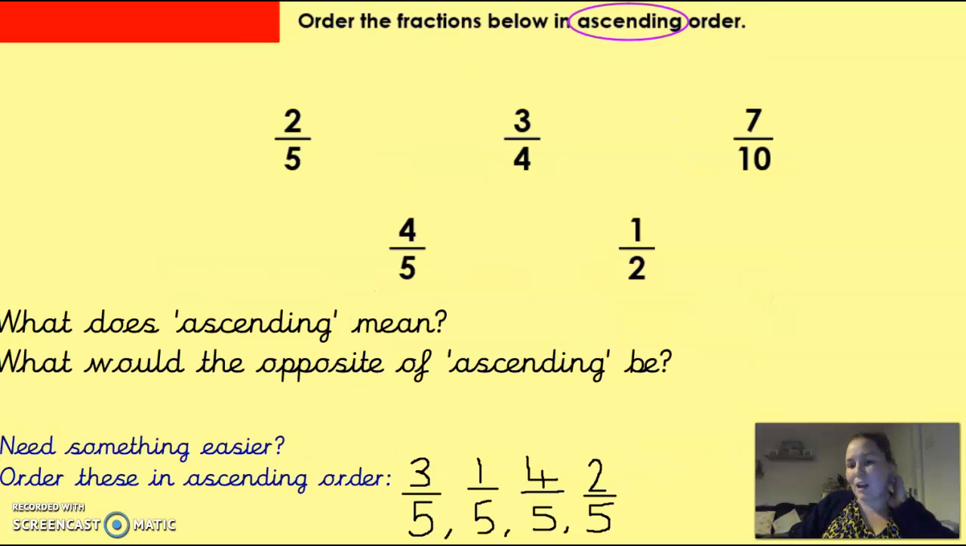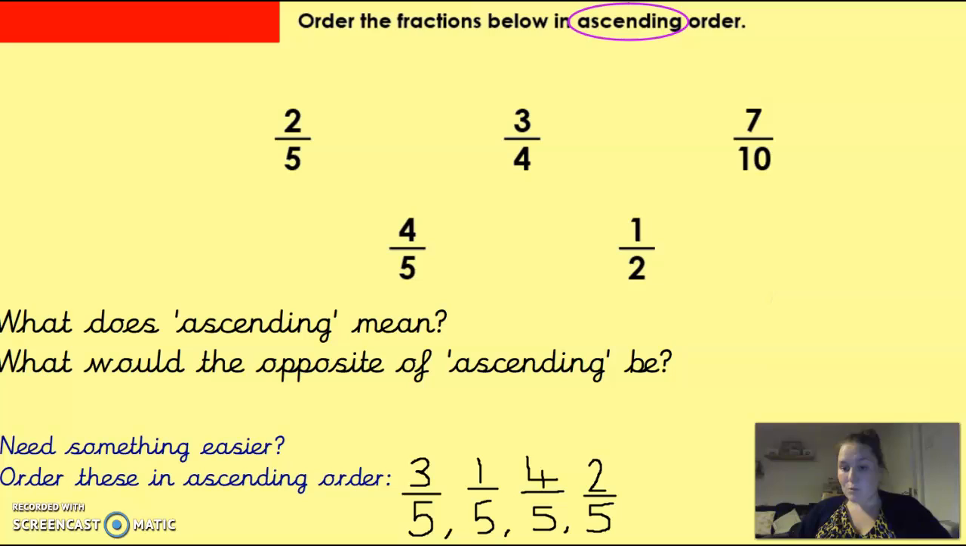Super. Okay, quickly now I'm going to talk about ordering. This question asks you to order the fractions in an ascending order. Now the word ascending means going up. So you start with the smallest and you end with the largest. That would be ascending order.